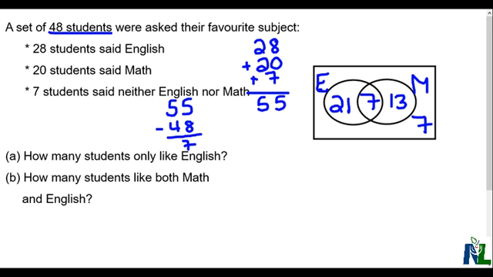Now to determine how many students like only English, I am interested in this section right here. Okay, because I don't want to include those 7 there that like math. So that would be 21 students who like only English. Now how many students like math and English? Well, that's the overlap area right here in the middle. There are 7 students who like both math and English.